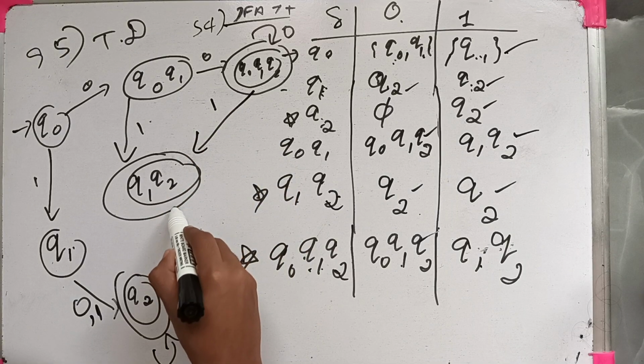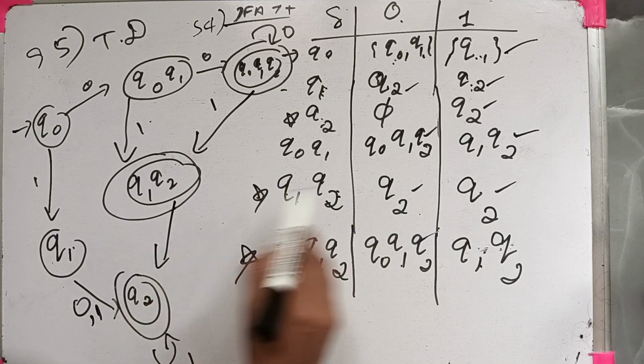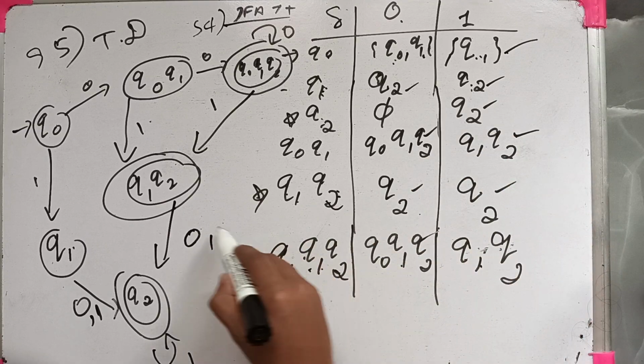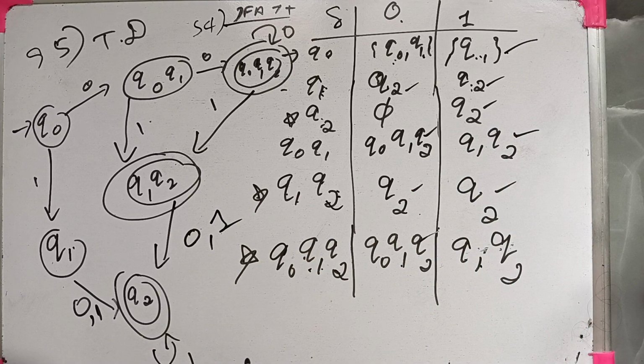Next for this one, Q1 and Q2: if 0 comes, it goes to Q2, and if 1 comes also, it goes to Q2. This is the final answer.